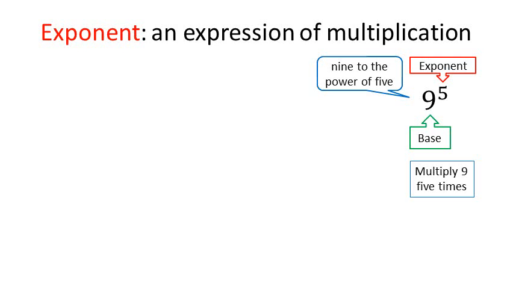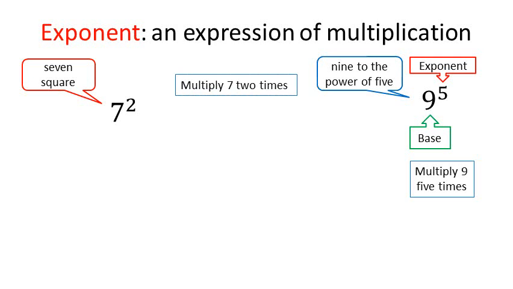Next example, 7 and a small 2. We call it 7 to the power of 2, or 7 squared. This means multiply 7 2 times. So it is 7 times 7, which is 49.